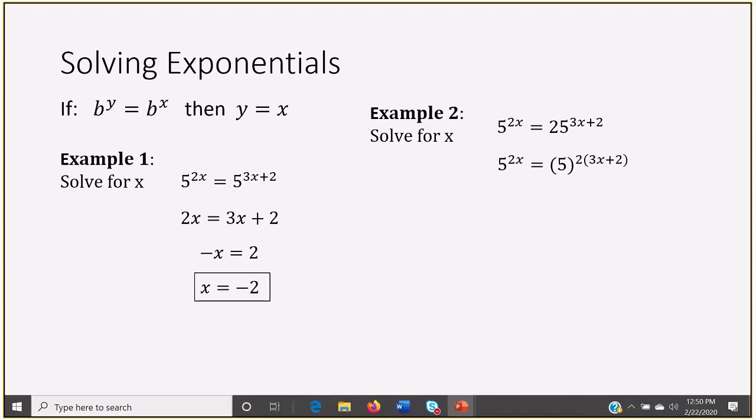So now I actually have like bases. I just have to distribute the 2 to the power. So 2 times 3x is 6x, 2 times 2 is 4. And now I just do exactly what I did in example 1. I set both things equal to each other. I subtract 6x from both sides. I divide, I get x is equal to -1. And then again, if I want to check my answer, good idea, not super difficult. I would just plug -1 into my original equation, and both sides of the equation should be equal to each other.